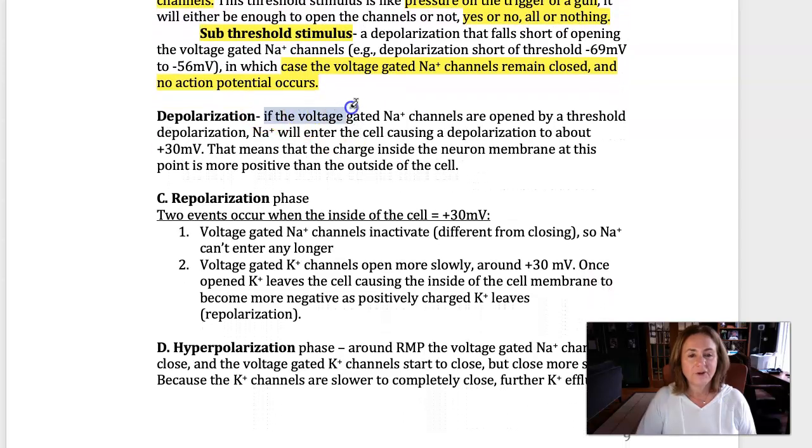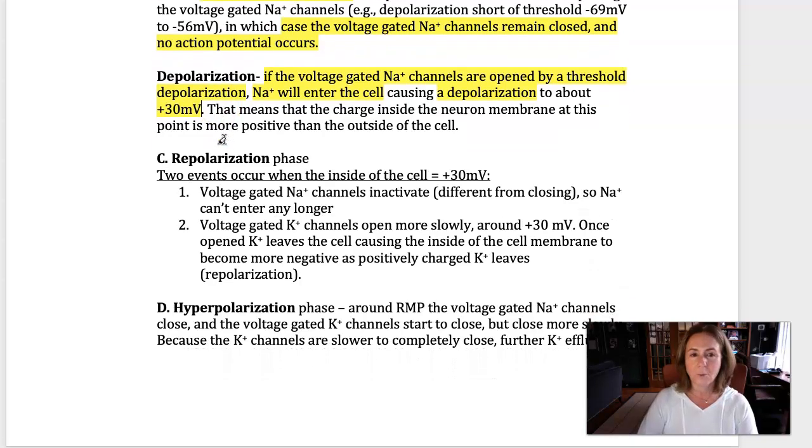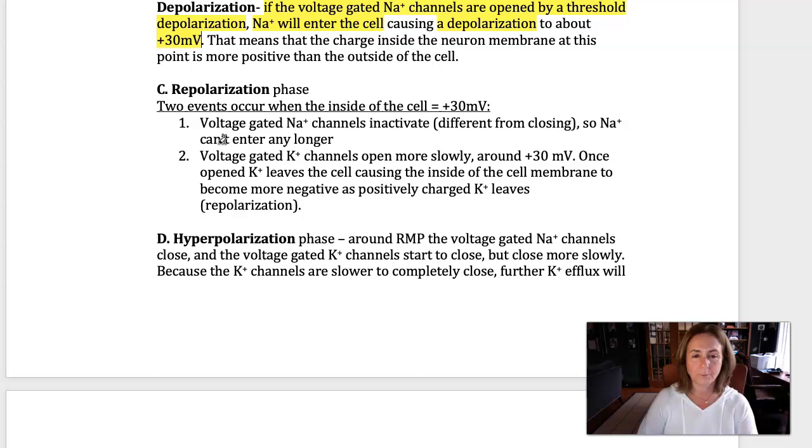But if the voltage-gated sodium channels are opened by a threshold depolarization, we know what happens here. I showed you this on the graph. Sodium will enter the cell. That's going to cause a depolarization to about positive 30 millivolts, which just means that the inside of the membrane is about 30 millivolts more positive compared to the outside. And then at about positive 30, two things will happen.